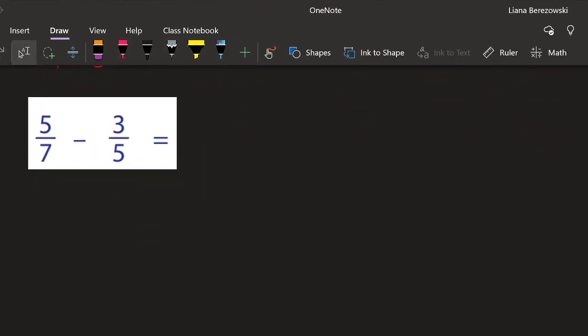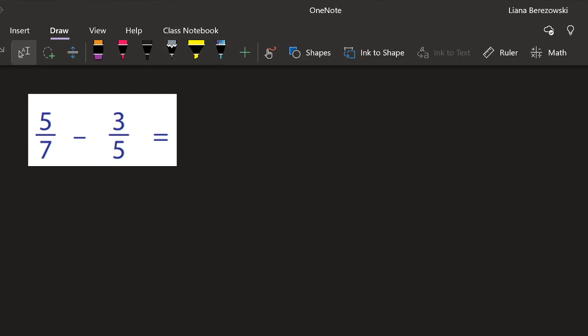Let's try another example. So we have 5/7 and we want to subtract 3/5. So again, we can see right away these are not going to be like fractions. Okay, they're going to be unlike fractions because they don't have the same denominator. So we need to convert them first.